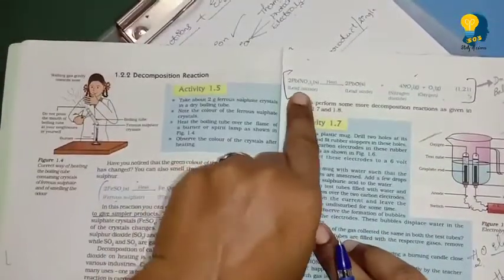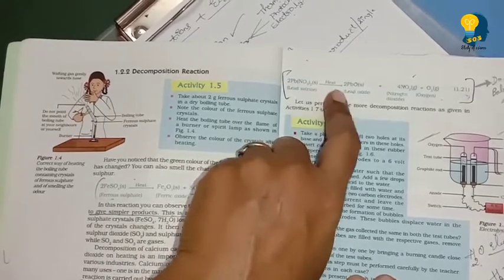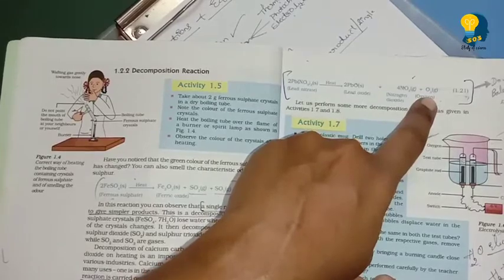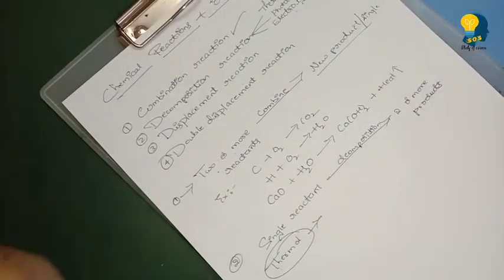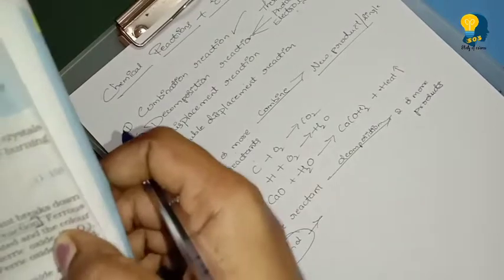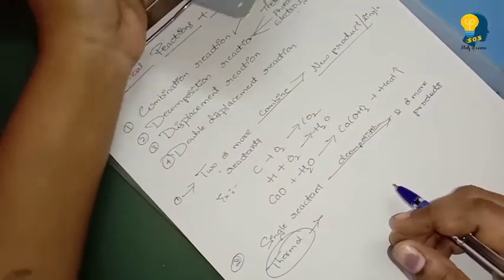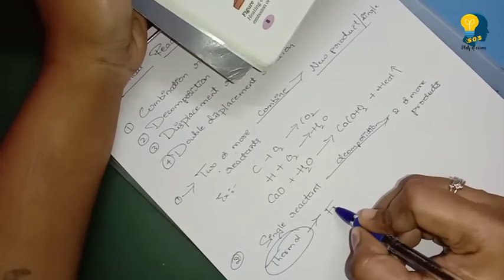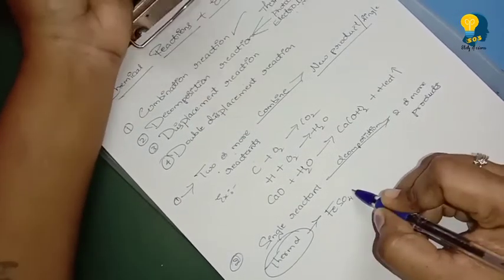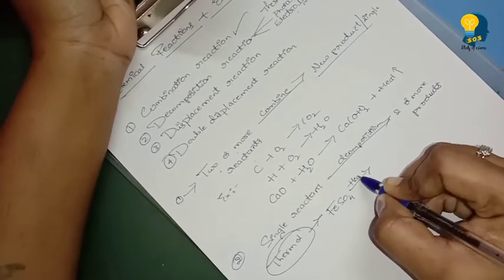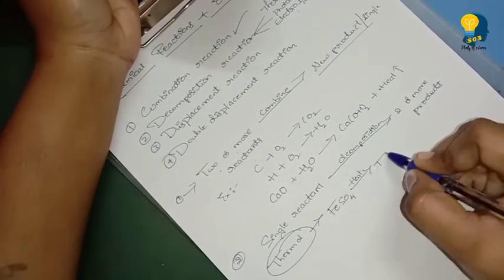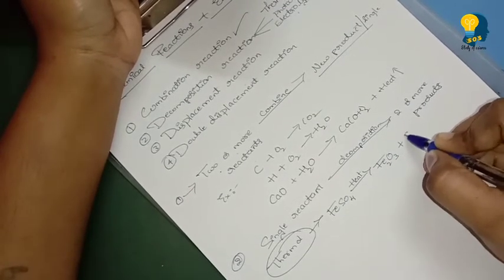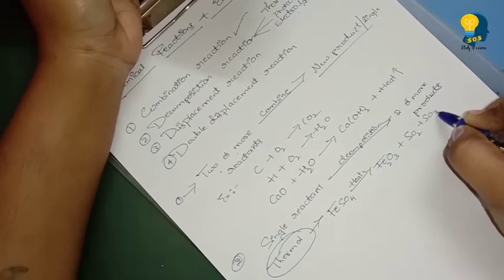Next, lead nitrate, when it is heated, that means it undergoes decomposition to form lead oxide, nitrogen dioxide and oxygen. Very easy. These are the three types of activity based questions. You just write the equations, you can remember. See, under thermal, three equations. First, FeSO4, ferrous sulfate, when we heat it, we get ferric oxide, Fe2O3, and the gases released are sulfur dioxide and sulfur trioxide.